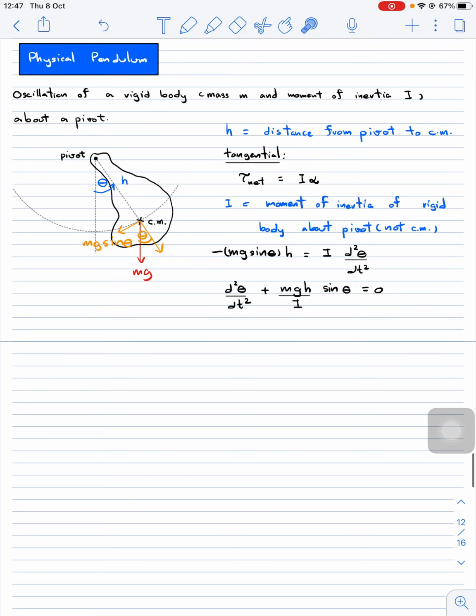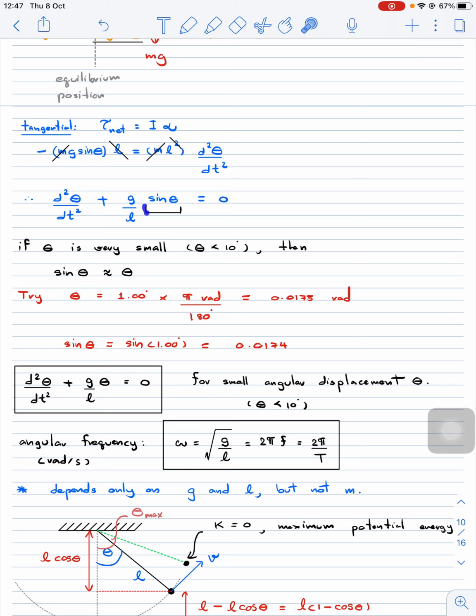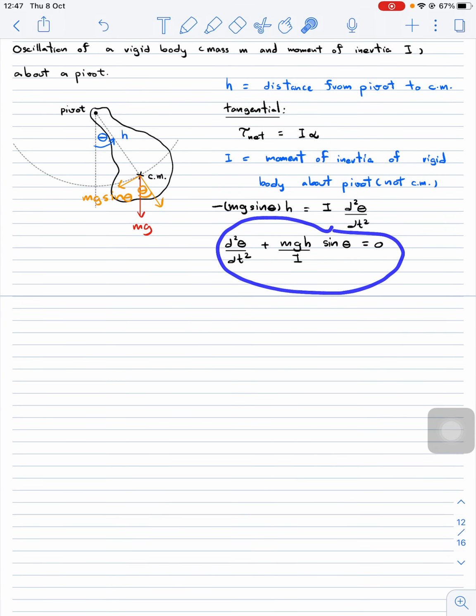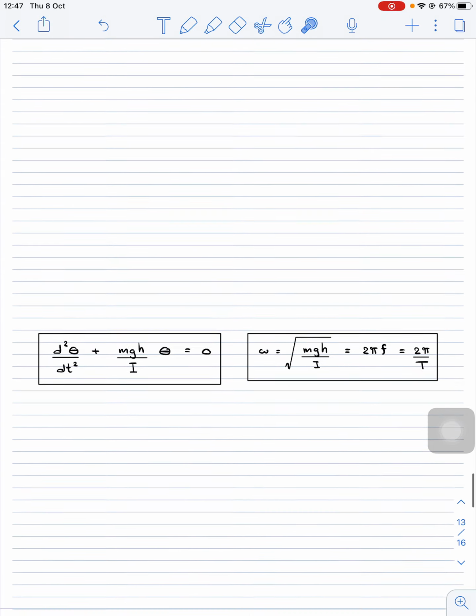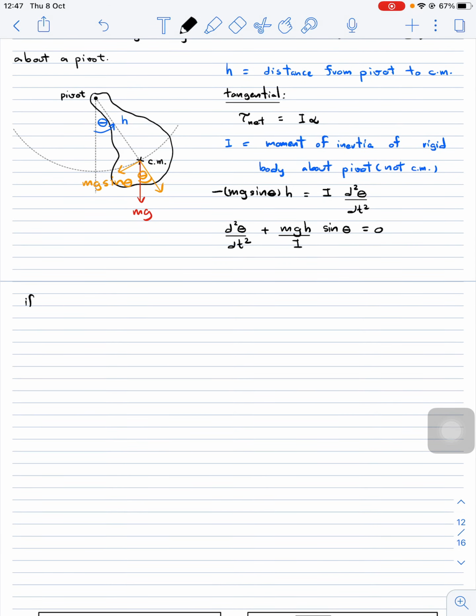Actually we have seen this one already from the simple pendulum. We have sine theta here, so it means this equation is not simple harmonic motion. We want to change this into simple harmonic motion. How? Again, we need to use the approximation. If theta is very small, then we can say that sine theta is about theta.